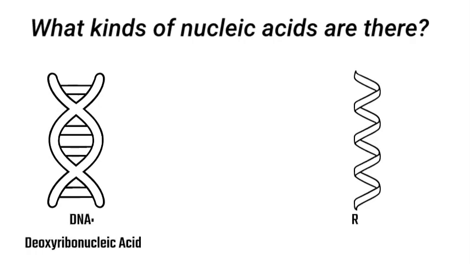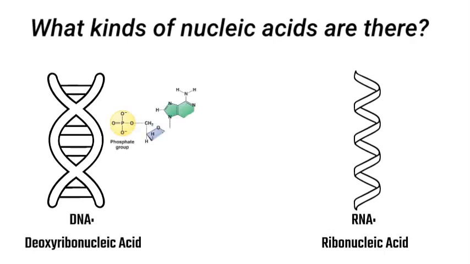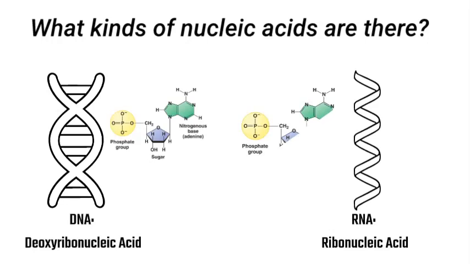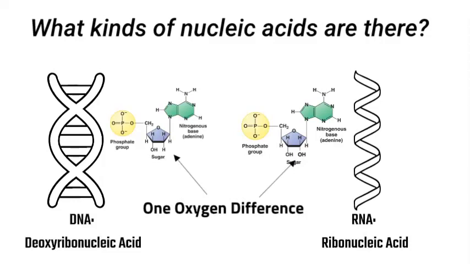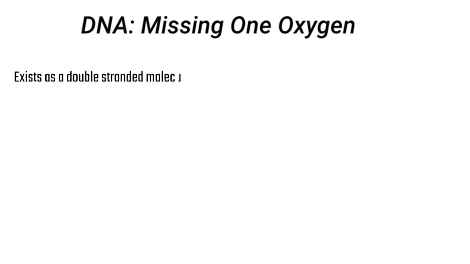The nucleotide bases of each are different by only one oxygen atom. It is present in RNA, ribonucleic acid, and absent in DNA, deoxyribonucleic acid. But that little change makes the molecule very different in its physical and chemical properties. So the first nucleic acid we'll look at is DNA. It's the one that the nucleotides are missing an oxygen atom compared to RNA.